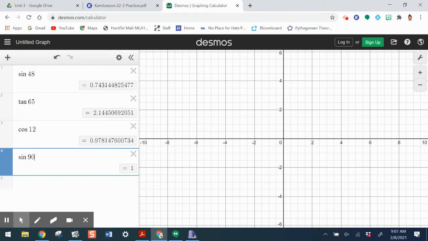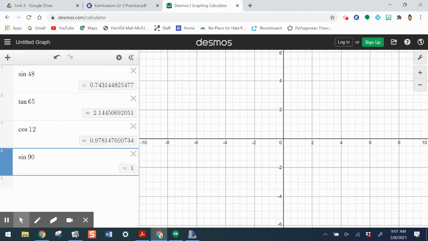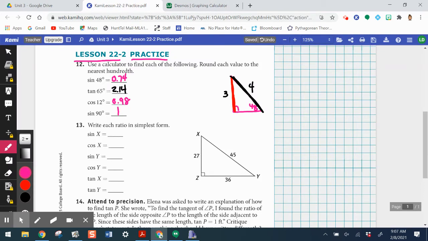The cosine of 12, the 7 is in the hundredths place. So the 8 actually tells us to round the 7 up. So it would be 0.98. And last, we saw something rather interesting here. The sine of 90 degrees is just 1. So before we run into item 3, let's think about why this unique angle measure, or why this unique ratio, is just 1, the sine of 90 degrees.